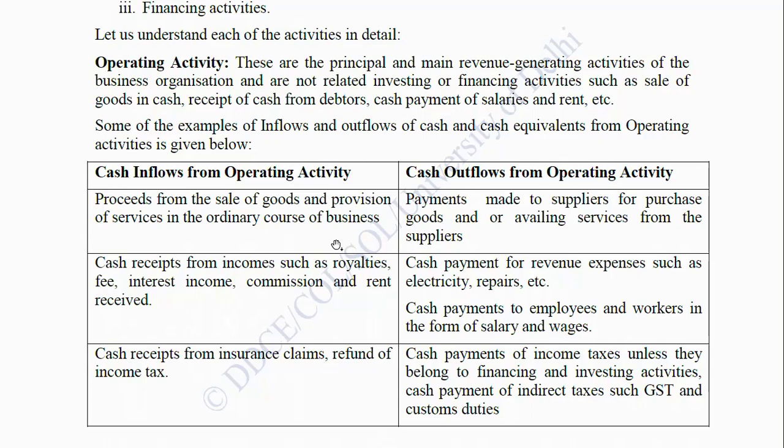Cash outflow from operating activities. Payment made to suppliers for purchase of goods or availing services from the suppliers. Cash payment for revenue expenses such as electricity, repairs, etc. Cash payment to employees and workers in the form of salary and wages. Cash payments of income taxes unless they belong to financing and investing activities. Cash payment of indirect taxes such as GST and custom duties.